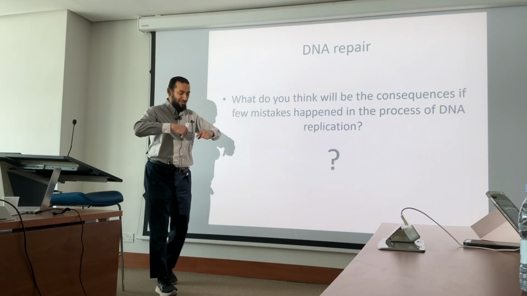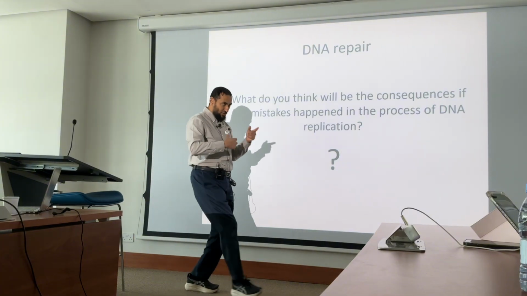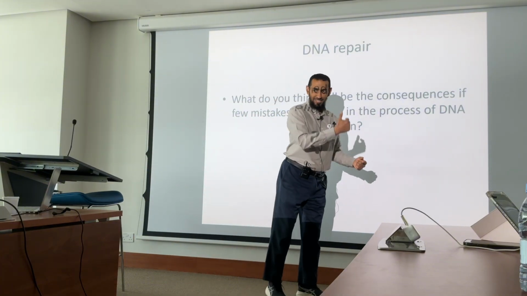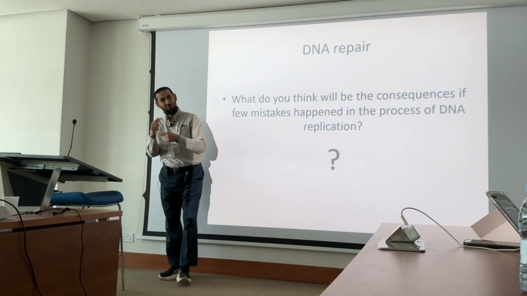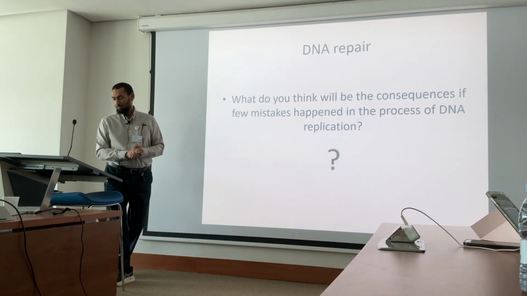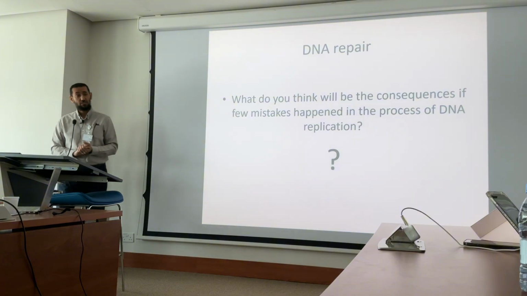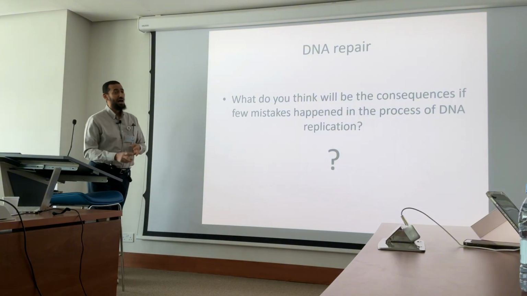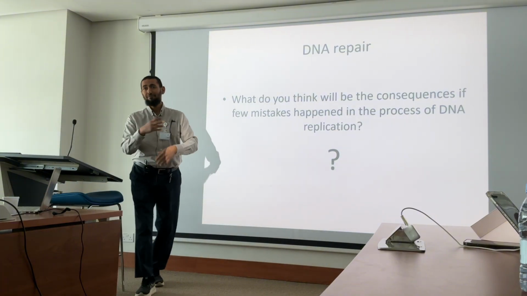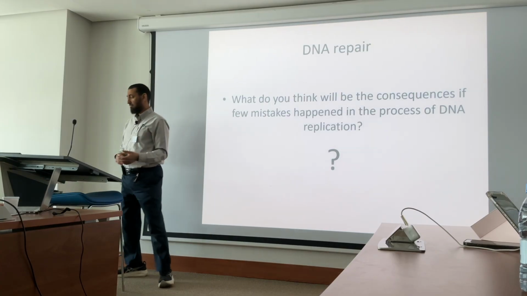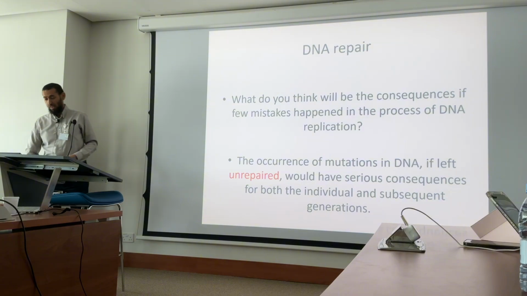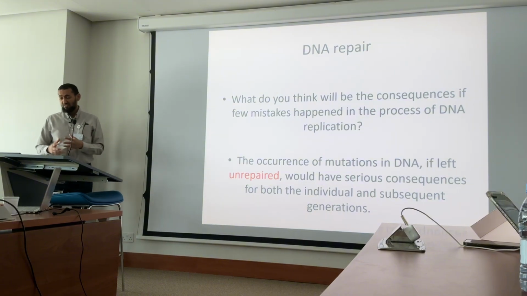As I told you, even the enzyme which replicates has the capability to proofread. And from the beginning, there is a process of repairing, continuous repair, because the result is catastrophic. Assume if you allow 1 or 2 mutations in every letter, ultimately you end up with another creature. The occurrence of mutation in DNA, if left unrepaired, would have serious consequences for both the individual and subsequent generations.